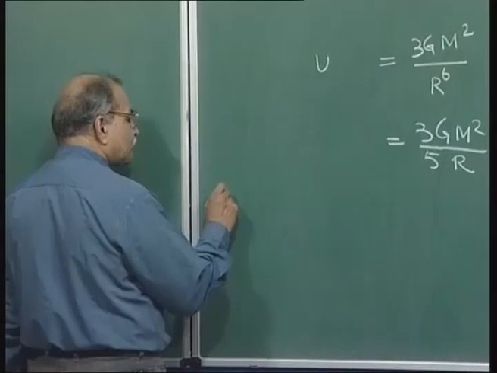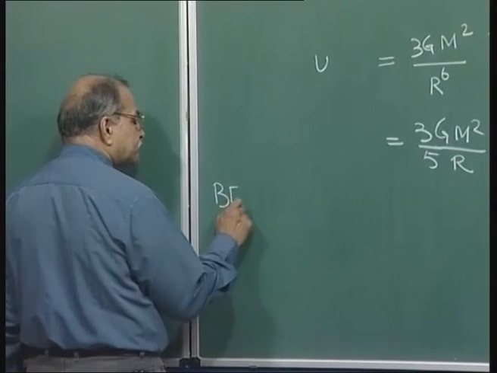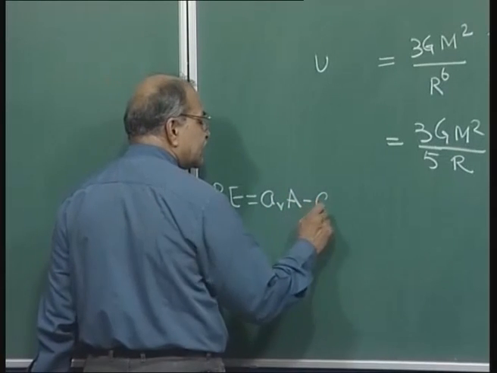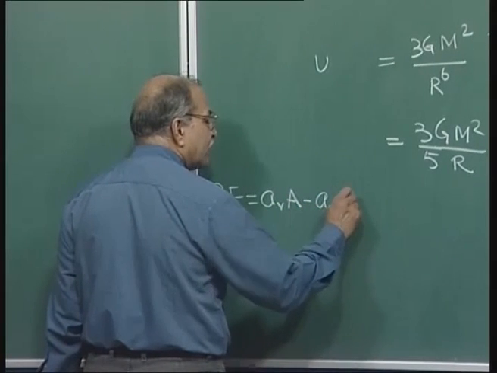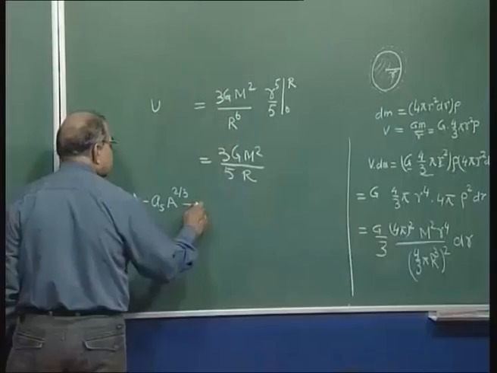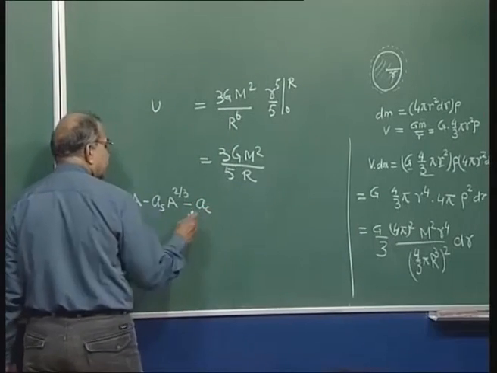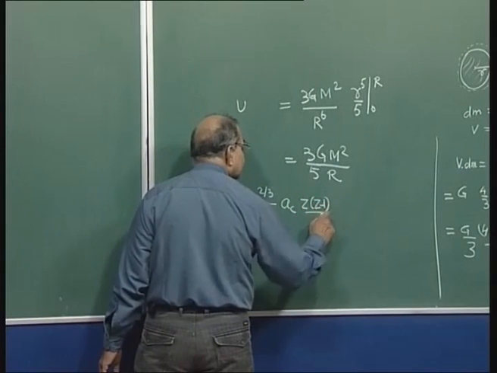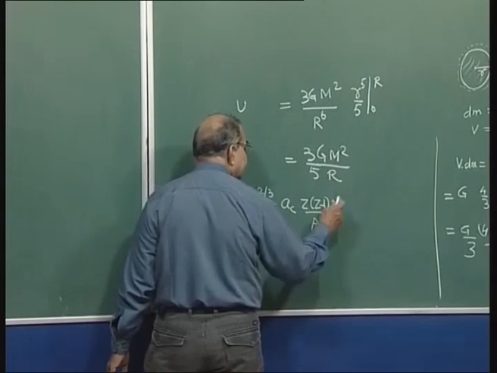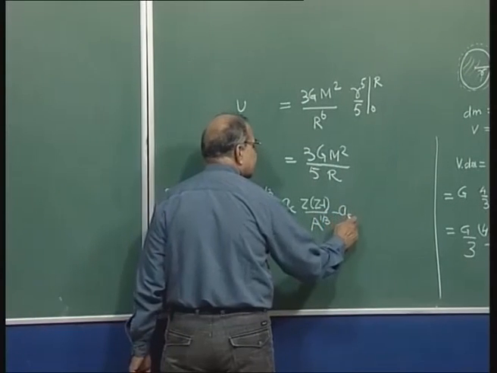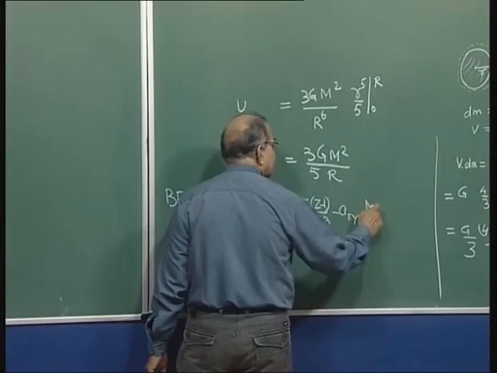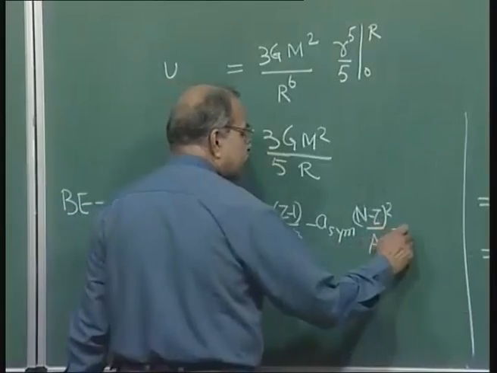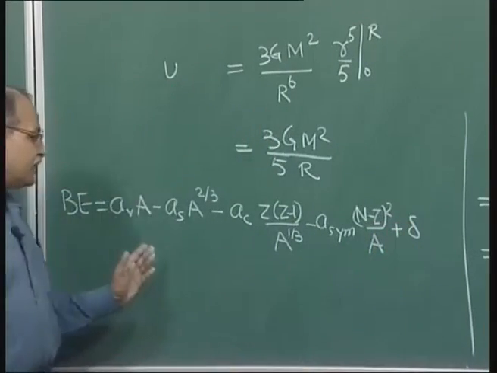modified binding energy: AV times A minus AS times A to the power 2 by 3 minus AC times Z(Z minus 1) upon A power 1 by 3 minus asymmetry term (N minus Z) whole square by A plus delta. These 5 terms were there.